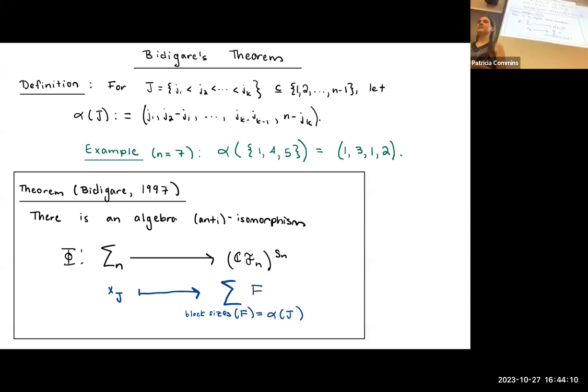So anti in what sense? The multiplication gets reversed. So I could have maybe said isomorphic to the opposite of this algebra instead.